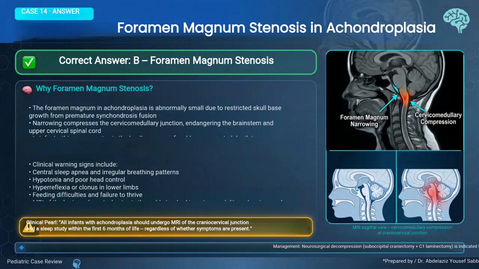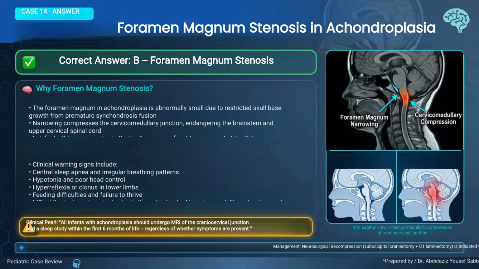In infants, this compression is the leading cause of sudden unexpected death in achondroplasia, occurring in up to 7.5% of untreated cases. Clinical warning signs include central sleep apnea and irregular breathing patterns, hypotonia and poor head control, hyperreflexia or clonus in lower limbs, and feeding difficulties with failure to thrive. Magnetic resonance imaging of the brain and cervical spine is the gold standard imaging modality showing cord signal change or cervicomedullary compression. Polysomnography, meaning a sleep study, is recommended in all infants with achondroplasia to detect central apnea events.